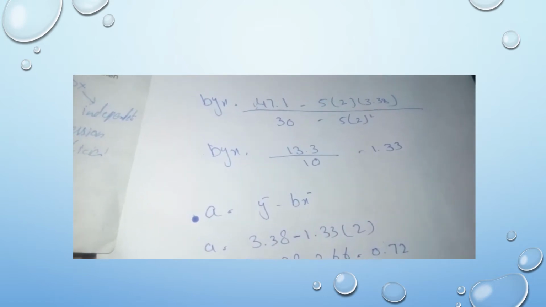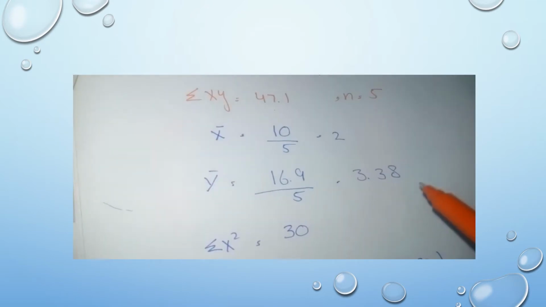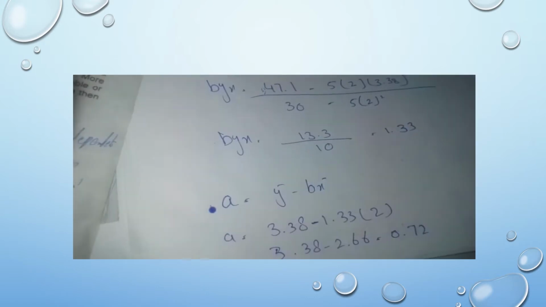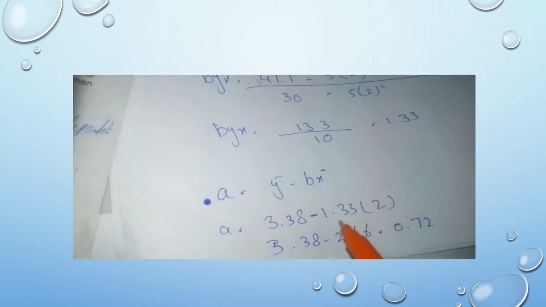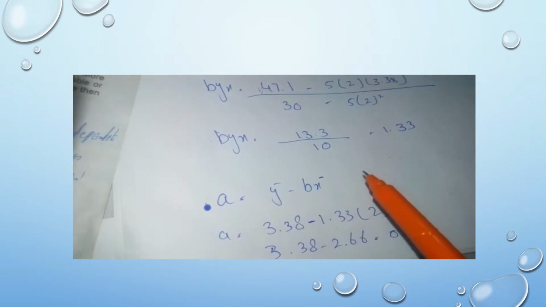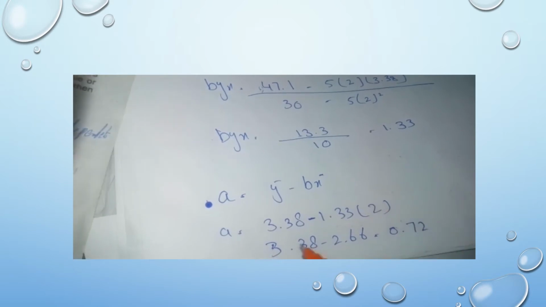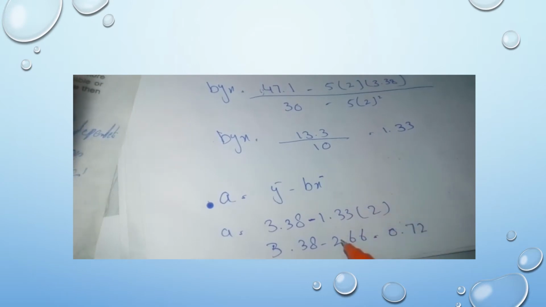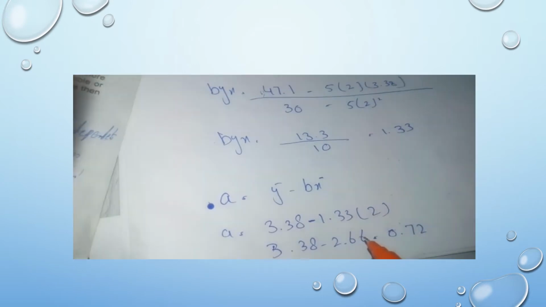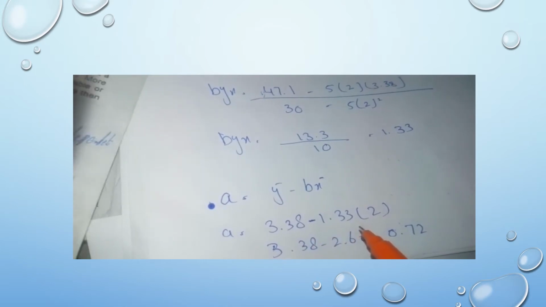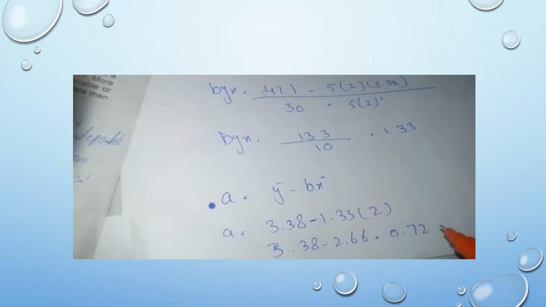And a is equal to y mean minus b x mean. The y mean is 3.38 and x mean is 2. So we put the values according to the formula. A is equal to 3.38 minus b, which is 1.33, multiplied with 2. When we multiply 1.33 with 2, the answer is 2.66. So 3.38 minus 2.66, the answer is 0.72. So a is 0.72.